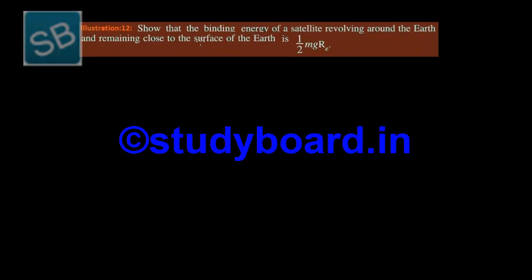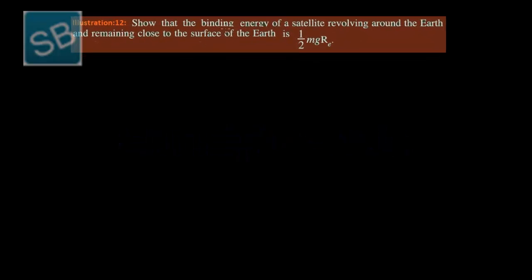Illustration number 12, in which we have to prove that the binding energy of a satellite revolving around the Earth and remaining close to the surface of the Earth is 1/2 mgRe. Now here, first of all, it is necessary that we define what kind of satellite this is. Here the satellite is remaining close to the surface, so basically it is a polar satellite.